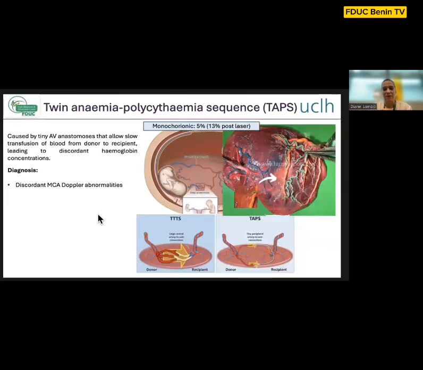So moving on to TAPS, or twin anemia polycythemia sequence. Again, this is caused by anastomoses, but unlike with your twin-to-twin transfusion, it's caused by much smaller anastomoses.